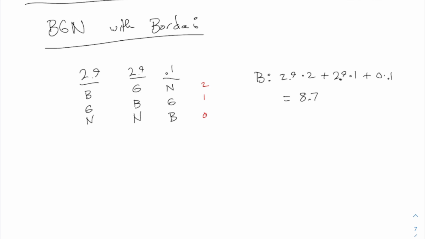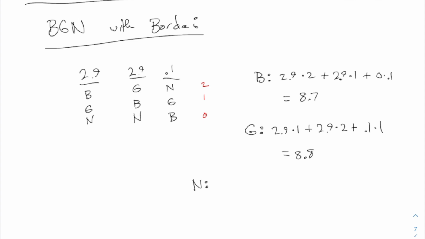All right. What about Gore? Gore gets 1 from this column. So that's 2.9 times 1, plus the next column, 2.9 times 2, plus the last column, 0.1 times 1. This adds up to 8.8. Actually, if you compare these two numbers between Bush and Gore, it's the same stuff, only right here Bush got a 0.1, Gore gets a 1.1. All right, 8.8.